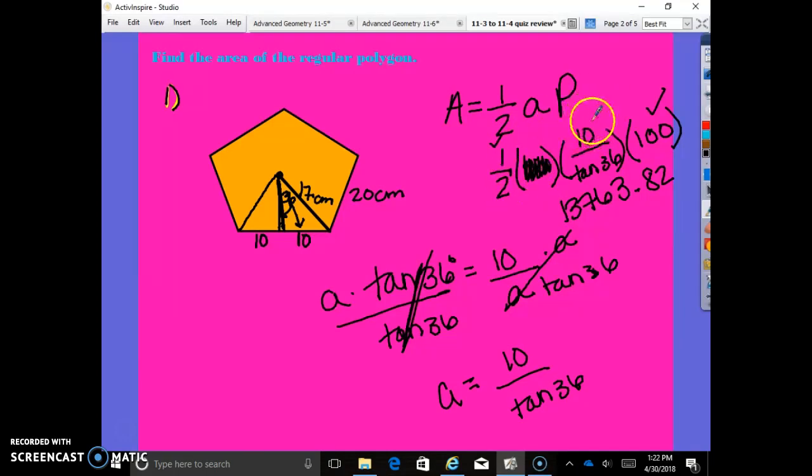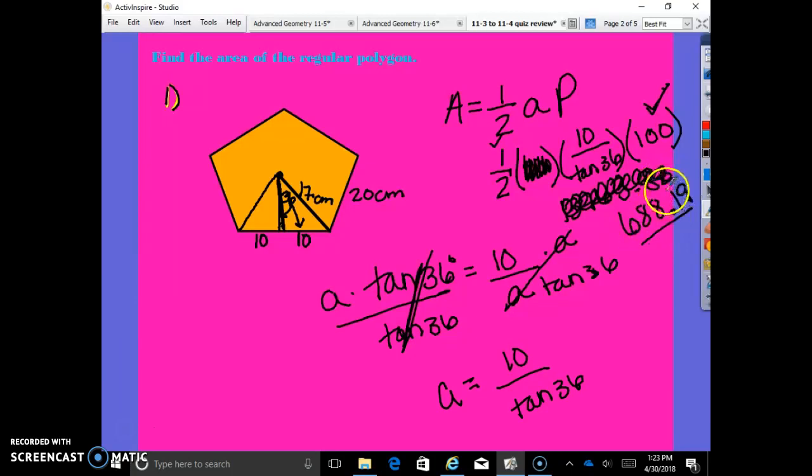1/2 apothem times perimeter. You either do your 1/2 base times height times 5 of them, or you do the perimeter, because 20 times 5 is 100. Don't do 20 twice. So, once again, 10 divided by tan 36 equals, times 100, divide by 2, and this time, when I didn't accidentally use my base twice, I got 688.19. Are we good? Does it make sense?